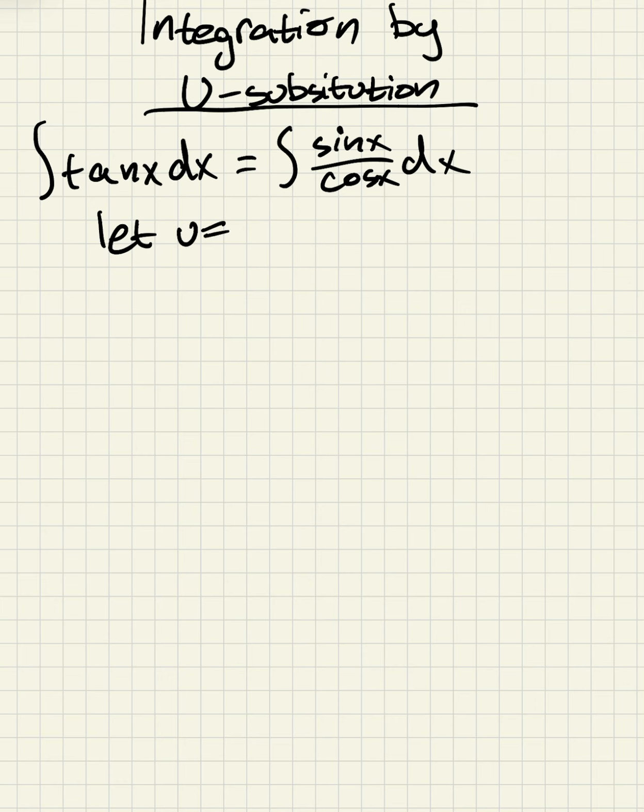Now, what do we want? We're going to try cosine for our purposes. And then next, we're going to derive cosine. So we have du, and we have negative sine x dx. And we need to substitute du back into the equation.